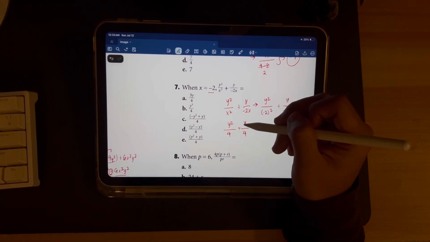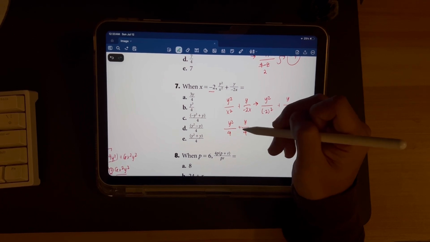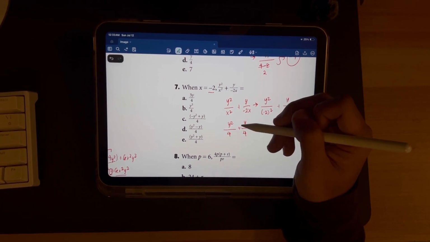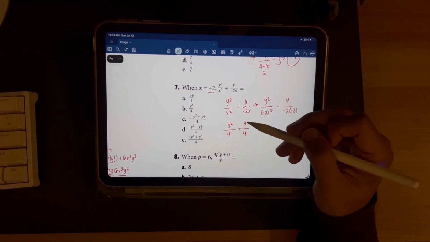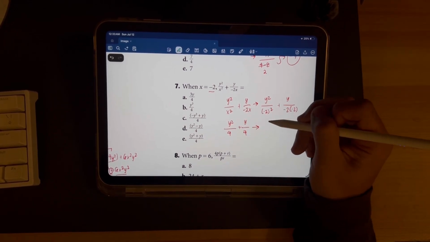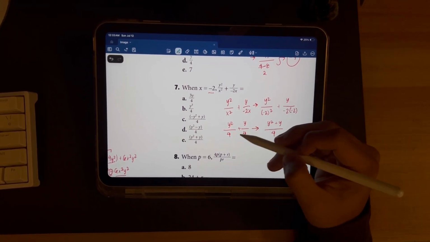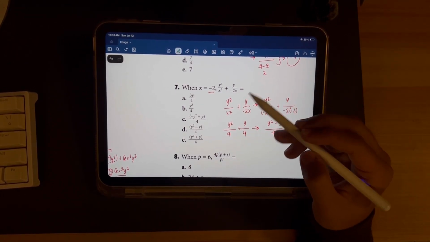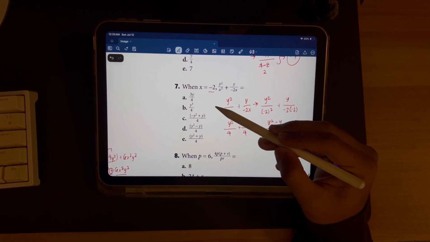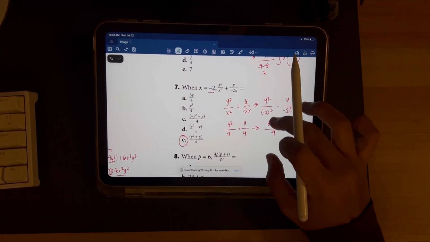Now, the rule of fractions states that if the denominators are the same, we can simply add the numerators together, and that will result in y squared plus y all over 4. Copy the denominator, and among the choices, letter E possesses the correct answer.